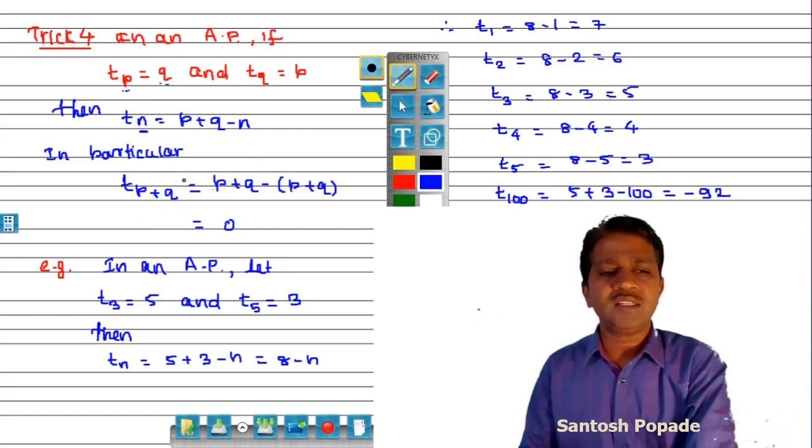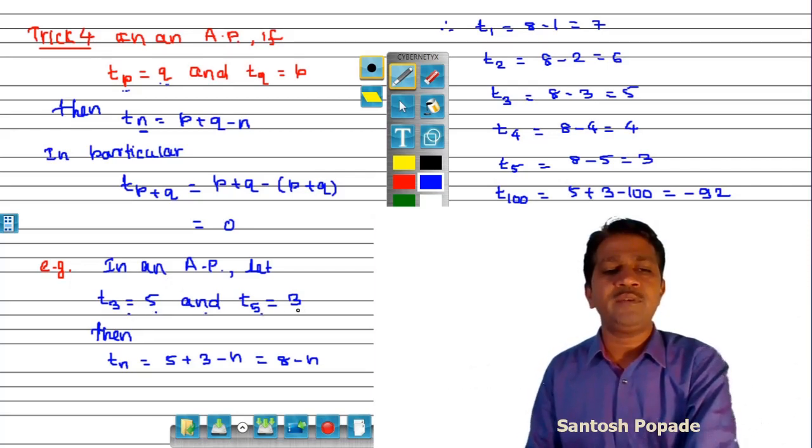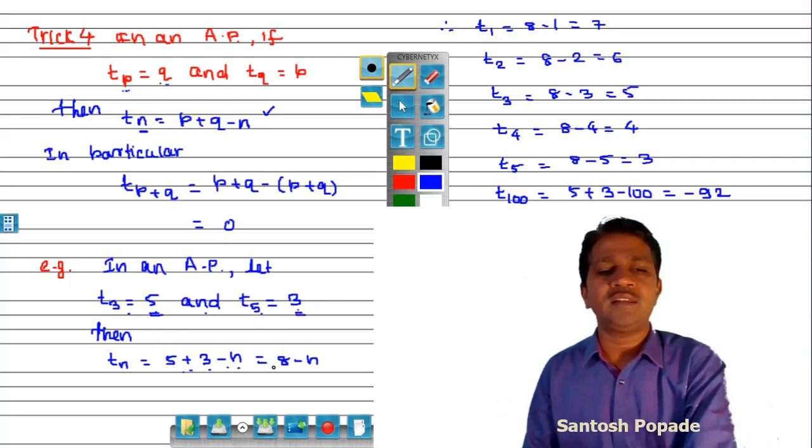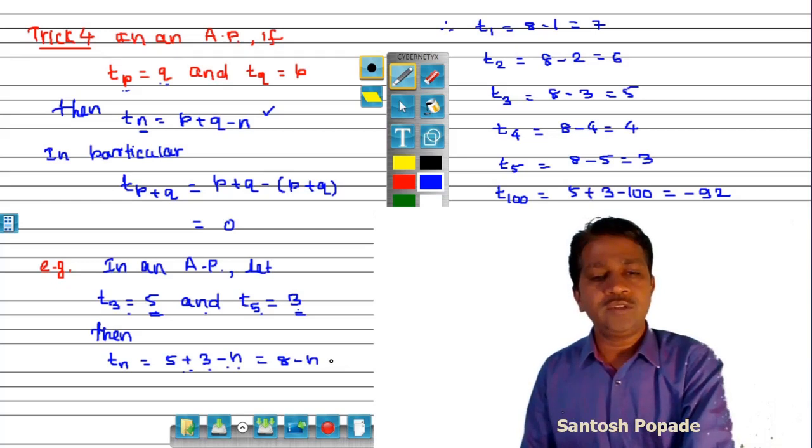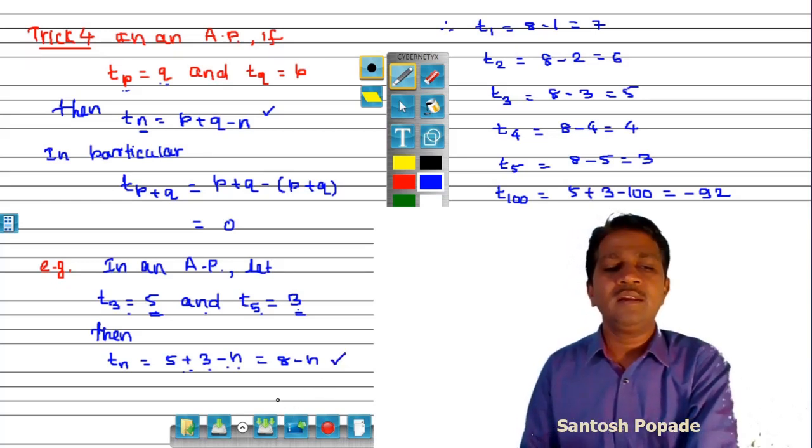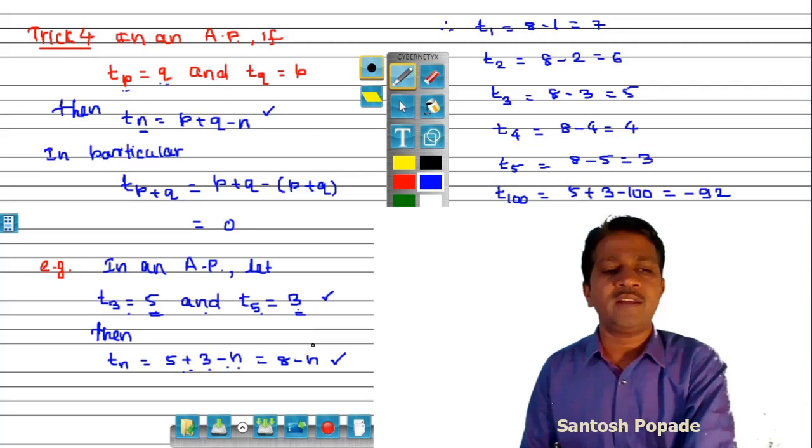If Tp is q and Tq is p, in that case, T(p+q) is 0. Let us consider one example in which we are given T3 is 5 and T5 is 3. Then the nth term is given by this formula, p plus q minus n. Here this is p and this is q, so that is 8 minus n. Using this formula for Tn, I can obtain the terms of this AP and verify whether I am getting T3 is 5 and T5 is 3 or not.